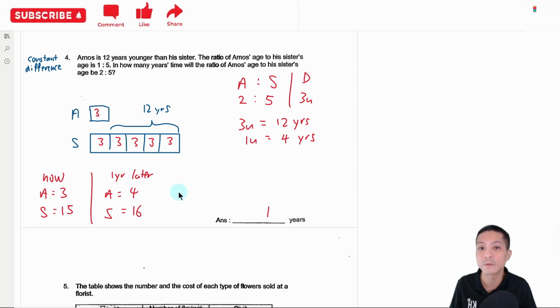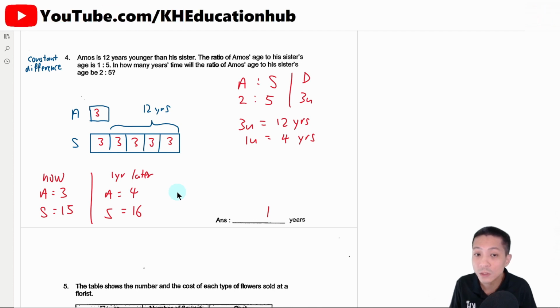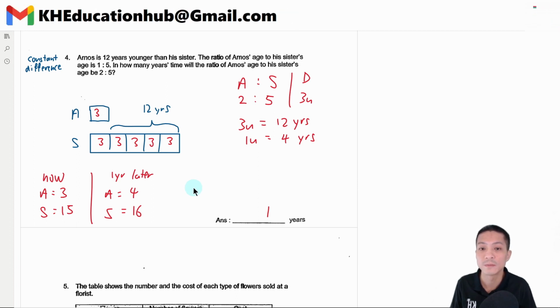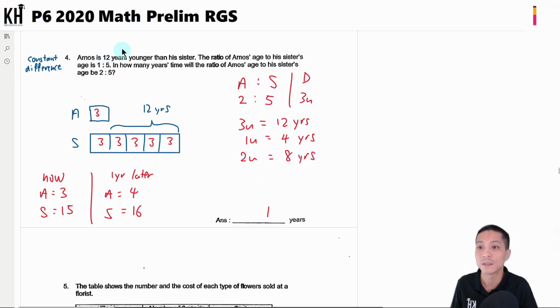Two is 5. Amos's age is 3 units. It is a 1:4. Oh, okay. So it is, sorry, 2 units. 8 years. Okay, made a mistake over here. Luckily, I did a check.